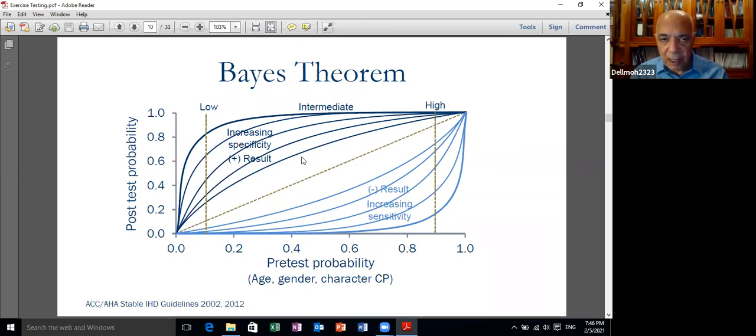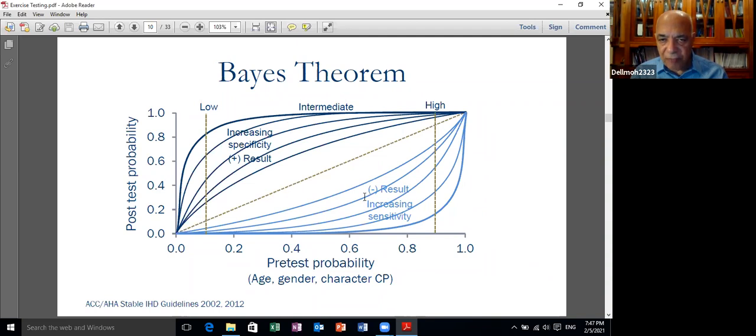As you increase the specificity of the test, the true positive approaches 100%, because as I showed you from the formula before, the false positive is going to be diminishing towards zero. So if you get a positive result in a highly specific test, this means that the positive result is a true positive. The possibility of being a false positive is dwindling towards zero.